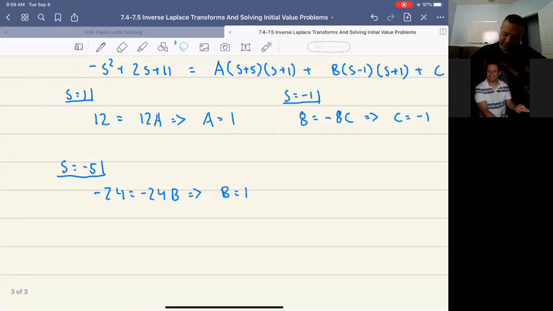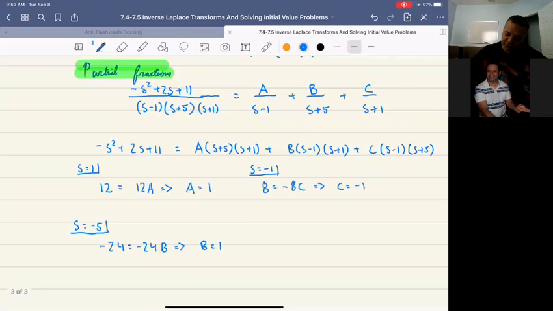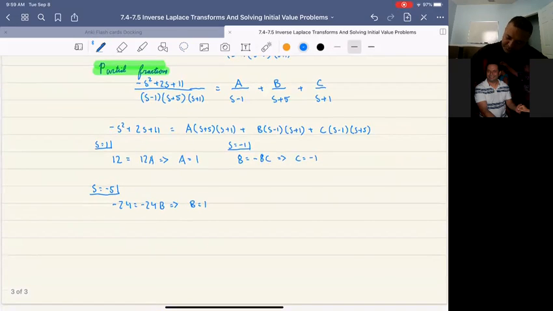Okay, so our equation now, what do we get? Our y equals 1 over s minus 1 plus 1 over s plus 5, minus 1 over s plus 1, okay?